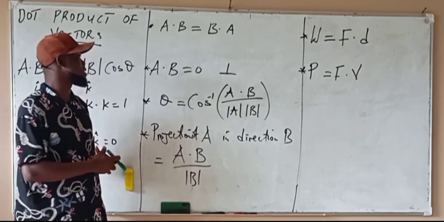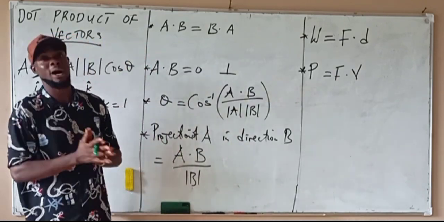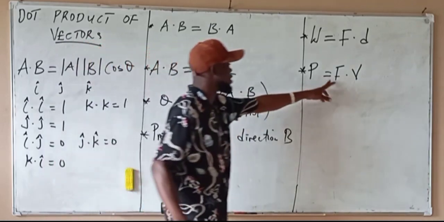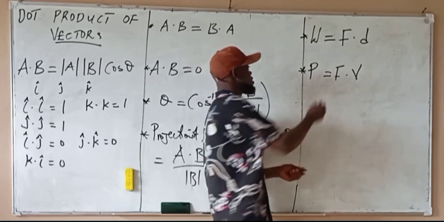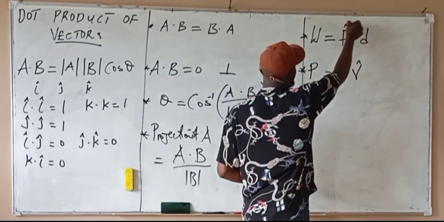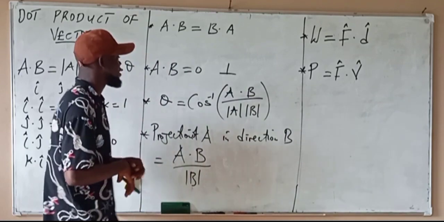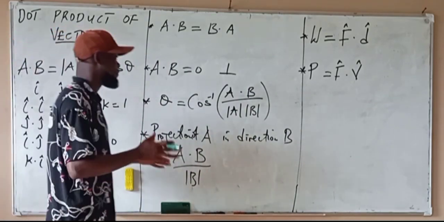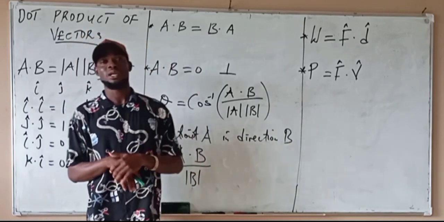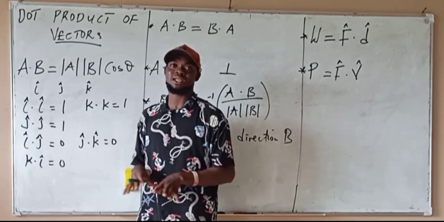So I give you force, I also give you velocity, and ask for the power, then the power will be force dot velocity. Think about that. These two are vectors, because you have directions. So very, very important. And so on. We have other applications that we will be looking at. So these are the applications we're looking at in this section.